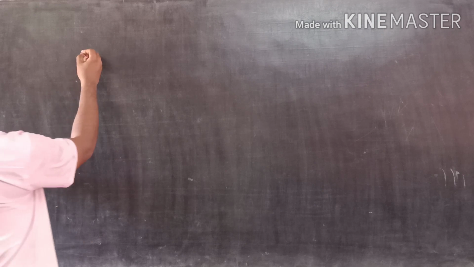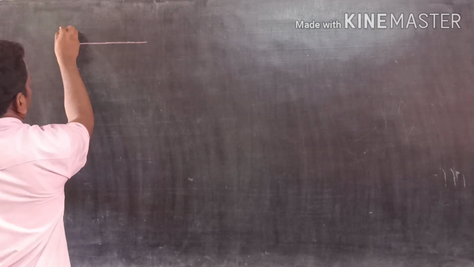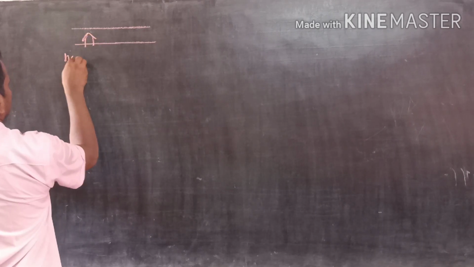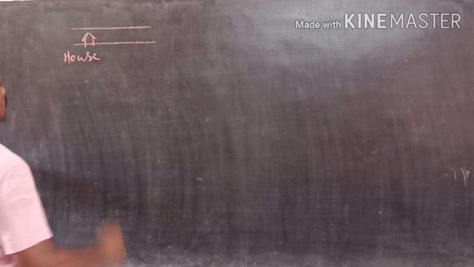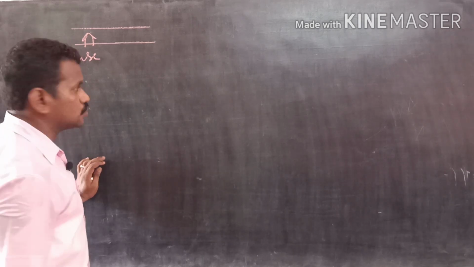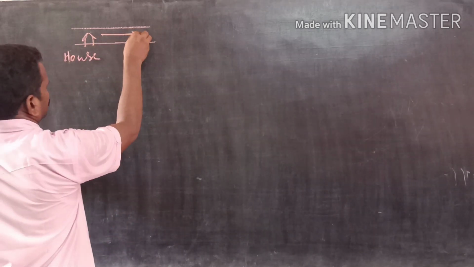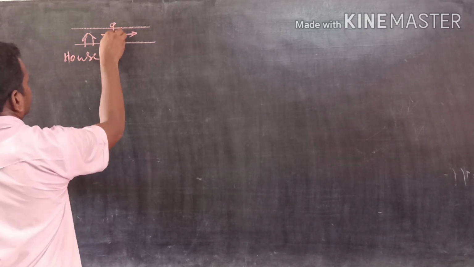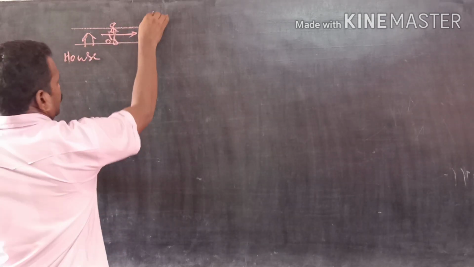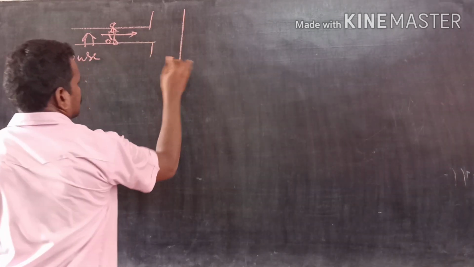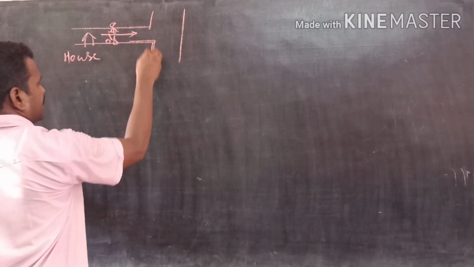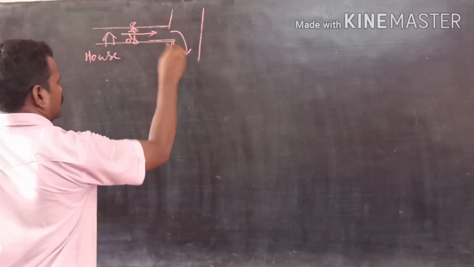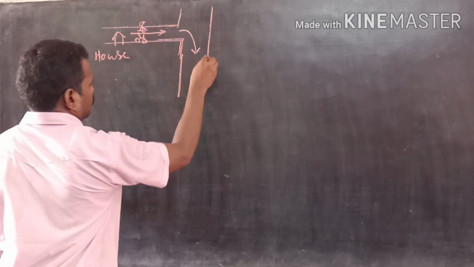Let us consider an example. This is a road, and this is where your house is. From your house you should come to the school. For that purpose you start on your bike or bicycle. Now you come to a T junction, which is in the shape of a T. At that T junction you take the curve like this, and again you are moving like this.